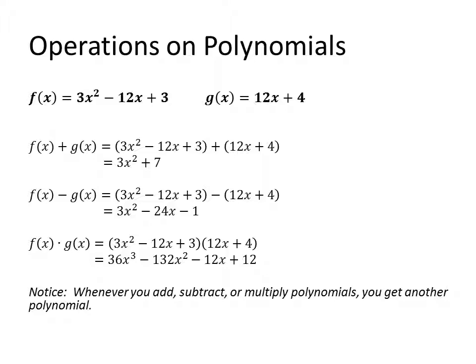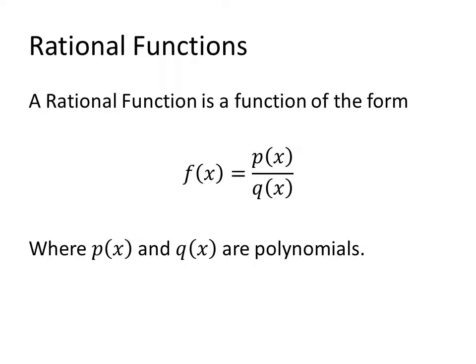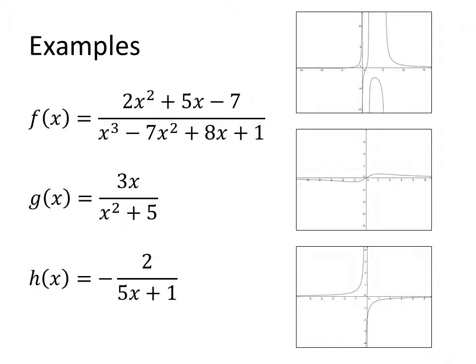This is not true, however, when we use division. If we take a polynomial and divide it by another polynomial, we get what's called a rational function. So a rational function is anything of the form p of x over q of x, where p and q are both polynomials. So here are some examples.